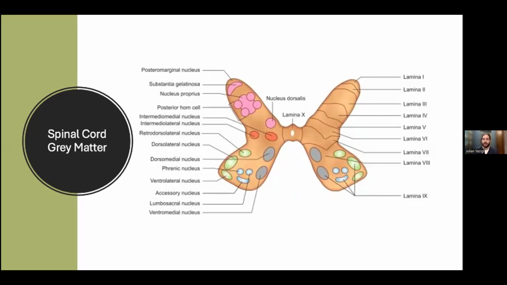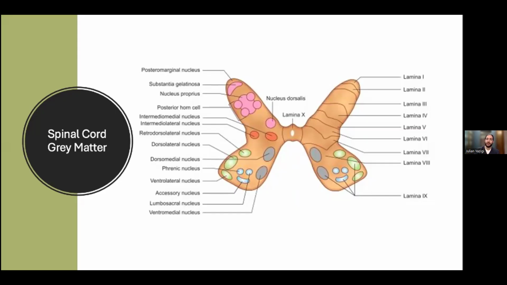Laminae 8 and 9 are responsible for motor control in the ventral horn. Lamina 8 contains interneurons influenced by descending motor pathways such as the reticulospinal and vestibulospinal tracts, modulating posture and axial muscle tone, while lamina 9 contains the alpha and gamma motor neurons that innervate skeletal muscles. These neurons are organized somatotopically. Medial motor pools supply axial and proximal muscles, while lateral motor pools supply more distal limb muscles.